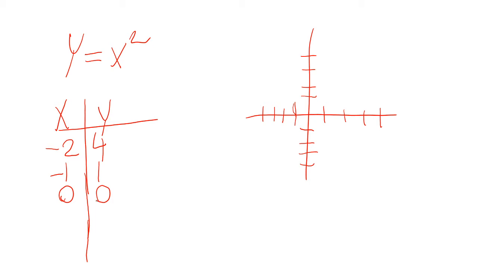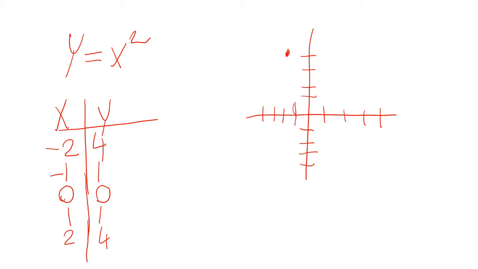Now I'm going to put in a positive 1. 1 squared is just 1. And if I put in a positive 2, I'm going to get back 4. The x values might change, but the y values are the same. Now we're going to plug this in. X is -2, y is 4. So this is -2, and this is going to be 4.